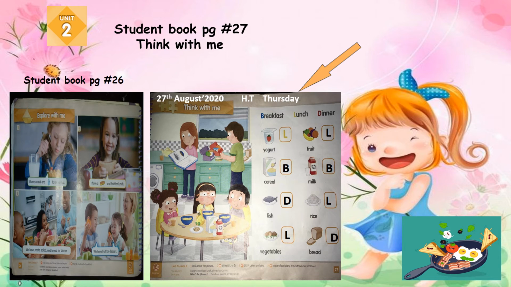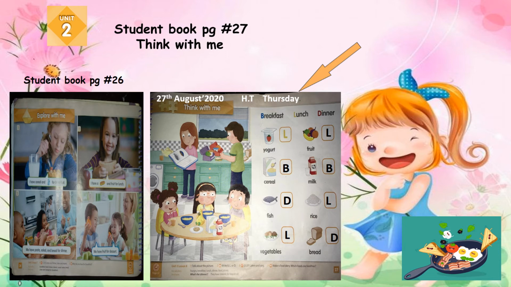Lesson is Think with Me. Think. Think with me. Now children, here you will see student book page number 26 also. And look what the people in the photograph eat for breakfast, lunch and dinner.